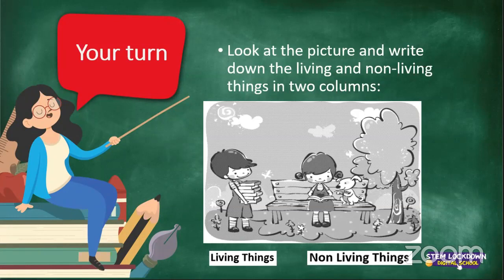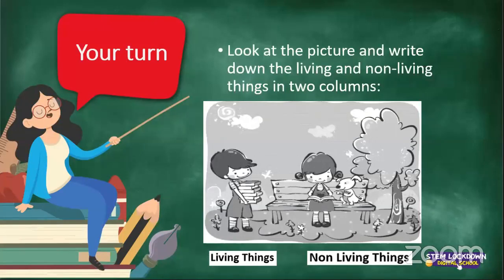Zoe said non-living things, books, cloud, branch, oh, bench, sorry. The dog and the two kids are living. What about the sun? What do you guys think? Is the sun living or is it non-living? Elijah, living things, boy and girl, dog, trees, and non-living, the bench, the grass, books, clouds, and sun.